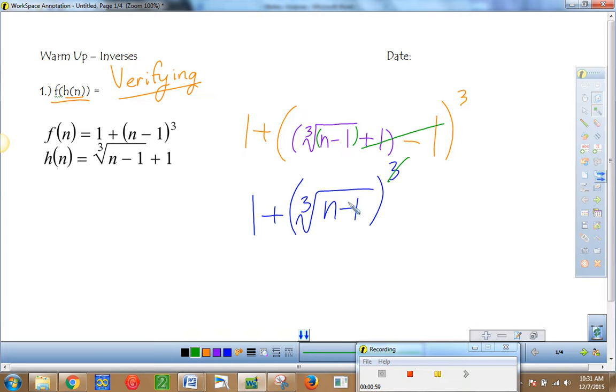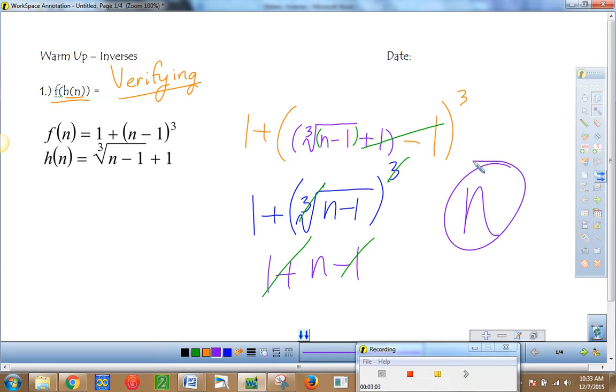Oh. What is that? Wait, and then the 1 cancels out? What just happened? So you are just left with an N. Wait. That is straight magic. It also means they're inverses. All that jumble means an N.